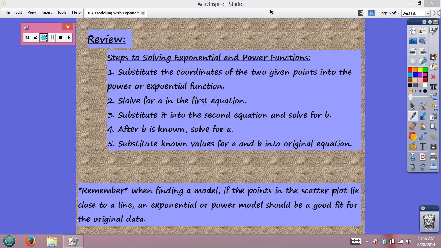Okay, and last thing we're going to do is just a quick review. When we're solving our exponential and power functions, remember the first thing we want to do is substitute the coordinates in. The next thing to do is to solve for a in the first equation, and then substitute that a into the second equation to give us b. After we know b, solve for a, and after we have both our a and b, we plug those into the original equation. And remember, when finding a model, if the points in the scatter plot lie close to a line or similar to a linear fashion, an exponential or power model should be a good fit for that original data. And that will be the end of the lesson.